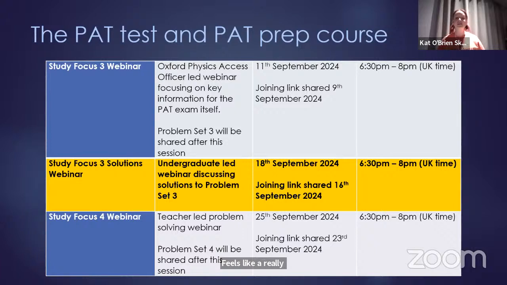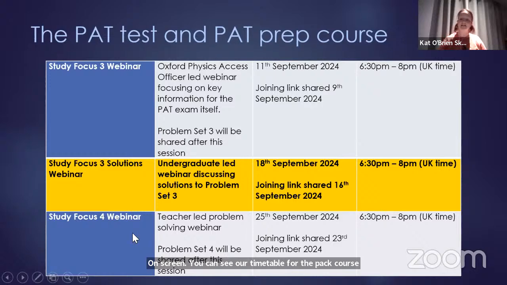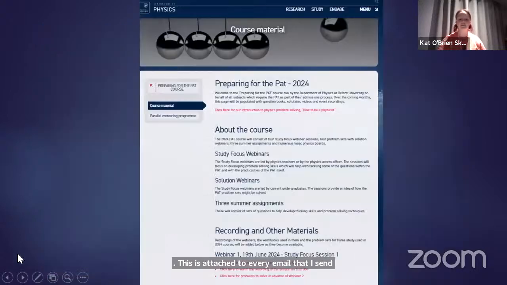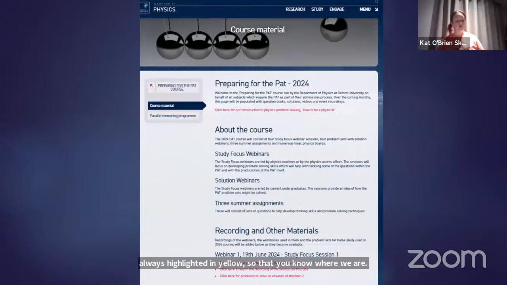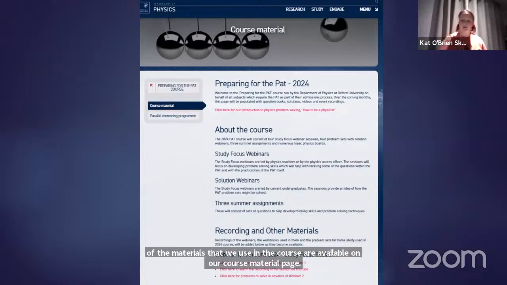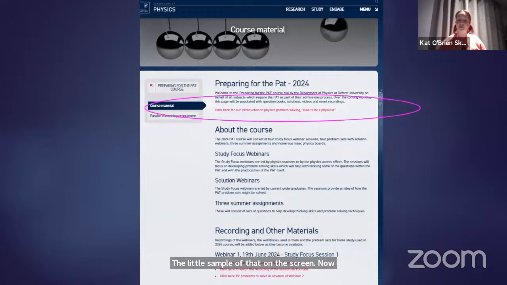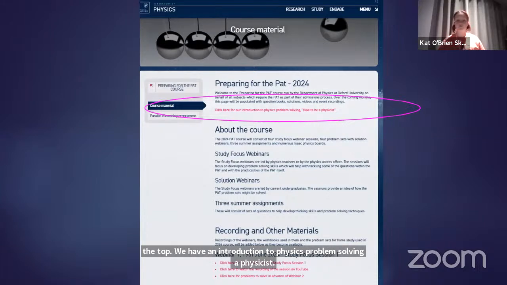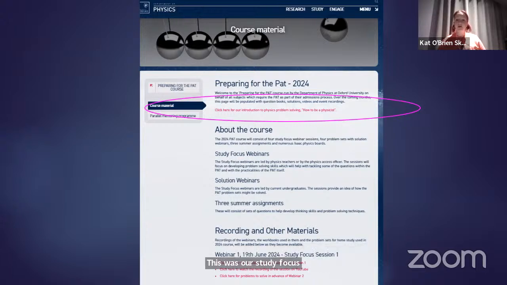On screen, you can see our timetable for the PAT prep course. This is attached to every email that I send. It's always highlighted in yellow so that you know where we are. All of the materials that we use in the course are available on our course material page. There's a little sample of that on screen now. At the top, we have an introduction to physics problem solving, how to be a physicist. This was our study focus 1, which we did way back in June. But there's also some extra information in there.